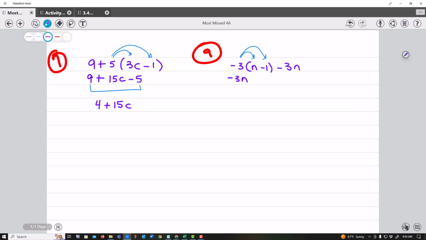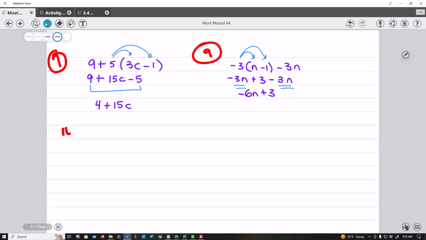-3 times -1, a negative times a negative is a positive. And then I just bring this -3n down. I look for like terms, and these look alike. They both have a variable n. They are both negative, so you add them and you keep the negative sign. And then I just bring the +3 down.